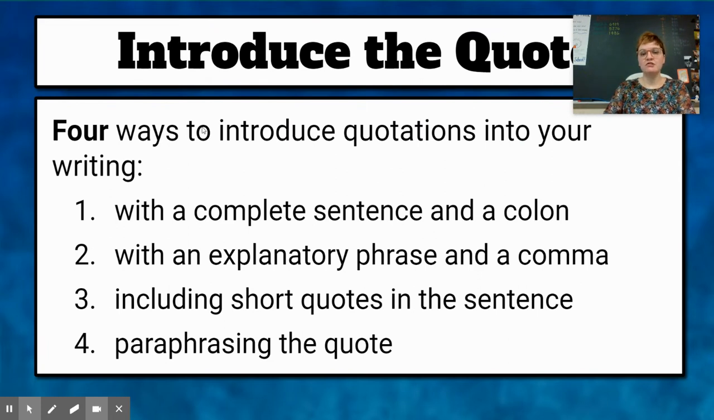There are 4 ways to introduce quotations, and I'll show you each one. So you can do it with a complete sentence and a colon. It's kind of a fancy way to do it. With an explanatory phrase and a comma, that's probably the way that most of you do this. Martin Luther King says, comma, blah, blah, blah. You can include short quotes within the sentence. You can stick them in your own writing, or you can paraphrase the quote, which is when you completely take somebody else's words, rephrase them, keep the same idea, but it's in your own wording instead.